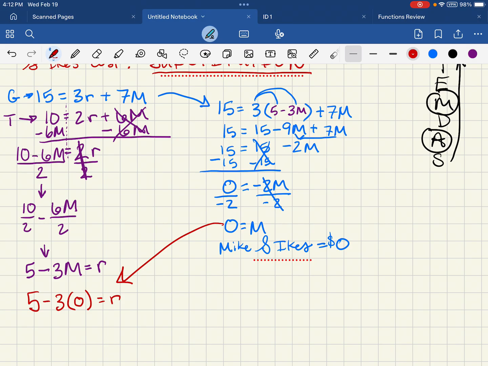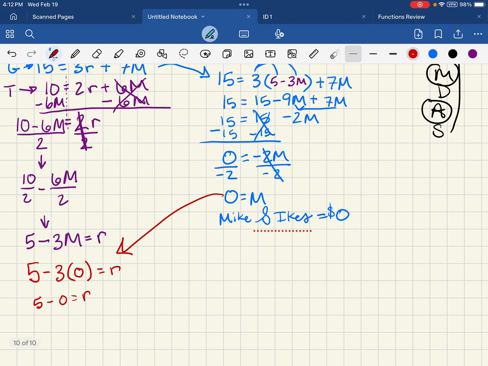Now let's solve this out. What's negative 3 times 0? Well, it's 0. So I'll have 5 minus 0. I don't even think I need to write the 0, but I guess we can. And what's 5 minus 0? 5. Meaning that Red Vines cost $5. So kind of a steep price increase there. Whatever, Red Vines are a lot more expensive than Mike and Ike's. I don't know what's going on there.